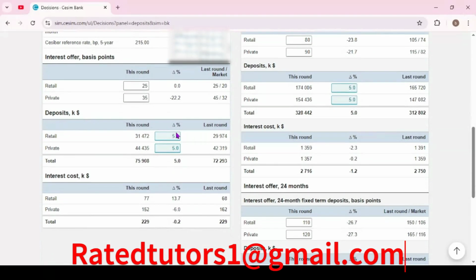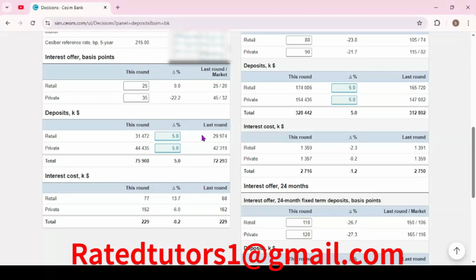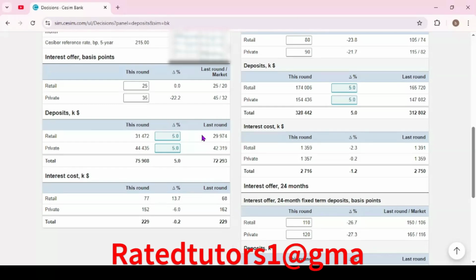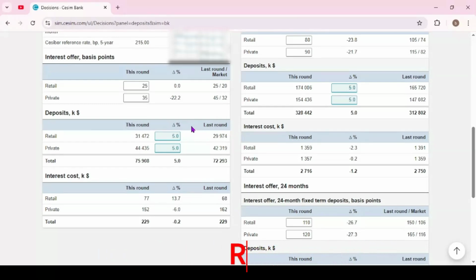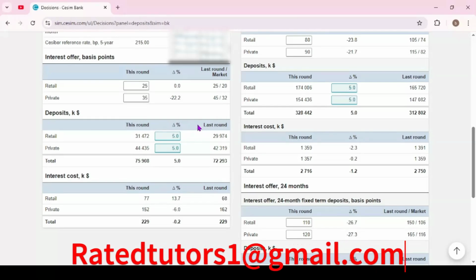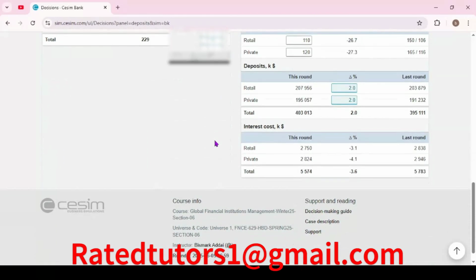Another thing you need to know is that the deposits are simply the foundation of the bank's funding, because when you deposit money into the bank, that's what helps it develop. If you have a lot of customers depositing in your bank, it lowers the need for external funding. So you won't need to take external funding to finance your bank activities.